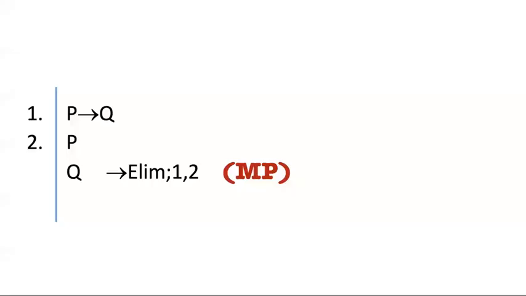Hi folks, in this video we discuss how to do formal proofs with the conditionals. Specifically, we're going to look at arrow elim. Remember how modus ponens works in informal proofs. If you have if p then q and you also have p, then you get to infer q.